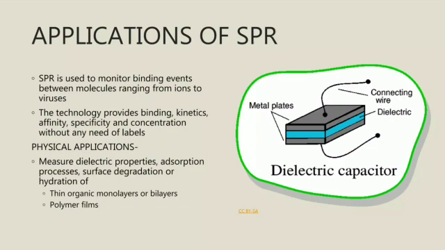Applications of SPR. SPR is used to monitor binding events between molecules ranging from ions to viruses. The technology provides binding, kinetics, affinity, specificity, and concentration without any need of labels. The physical applications include measurement of dielectric properties, adsorption process, surface degradation, and hydration of thin organic monolayers, bilayers, and polymer films.